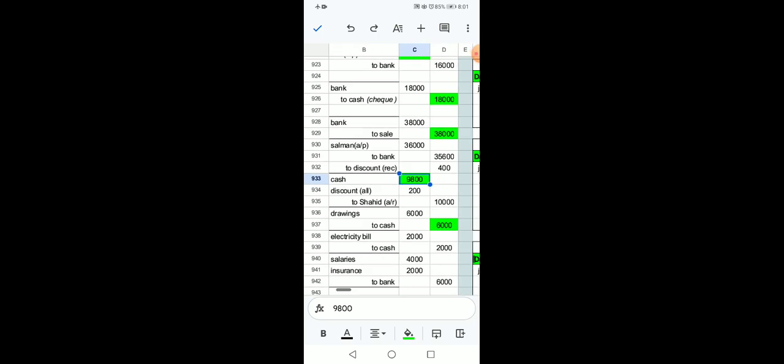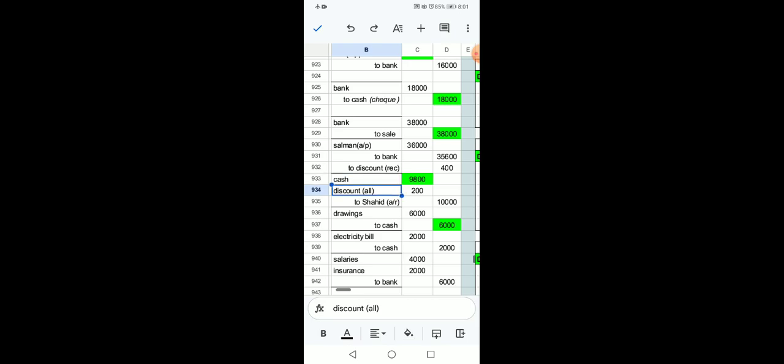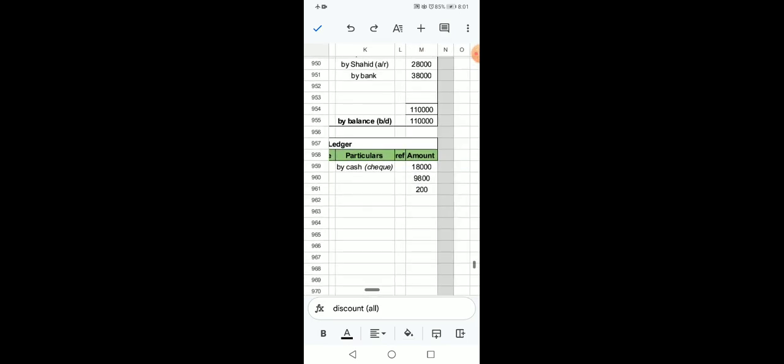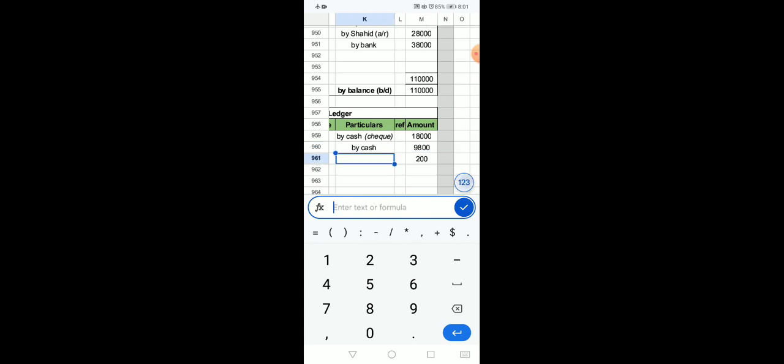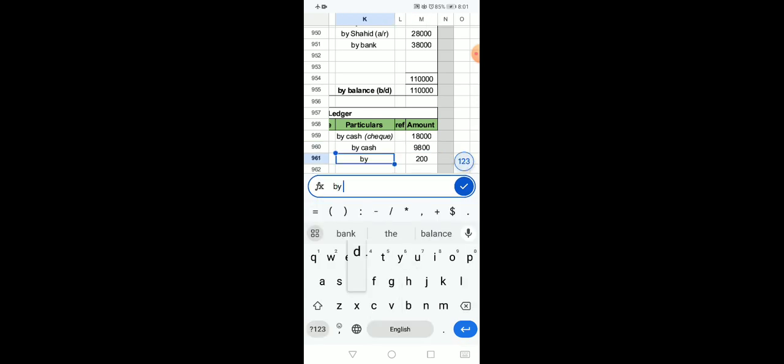We have credited 10,000 in Shahid's ledger. The first reference is cash and the second reference is discount. So we will go and write by cash in front of 9,800, and now we will write the second reference. 200 was the discount, so we are putting by discount in that particular column.